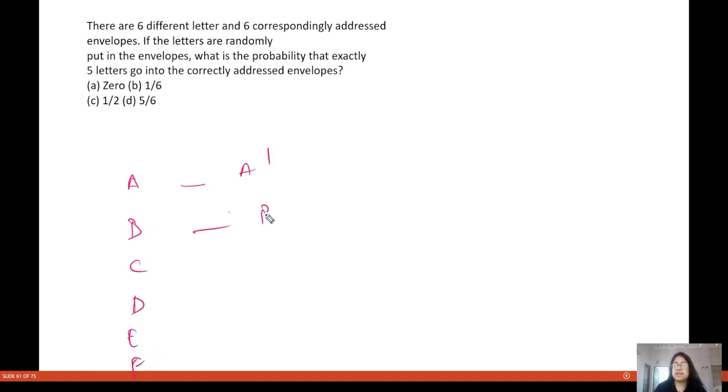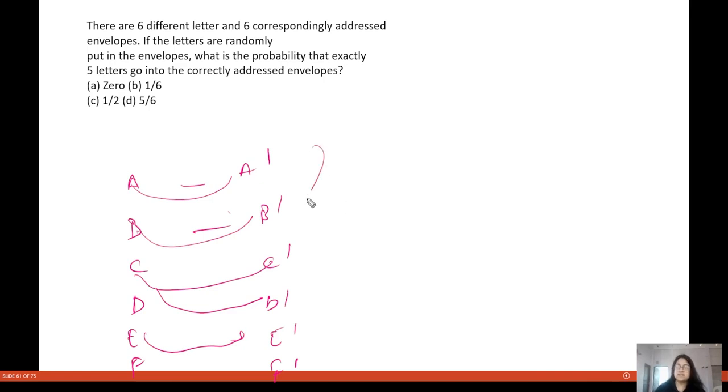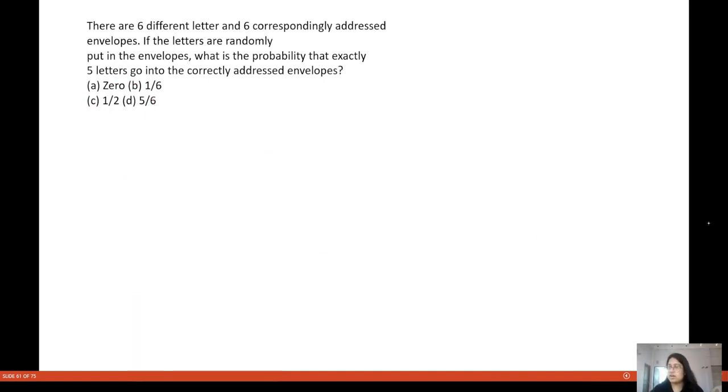And A dash, B dash, C dash, D dash, E dash, and F dash are envelopes. So A goes into A dash, B goes into B dash, C goes into C dash, D goes into D dash, E goes into E dash. This is the condition. So this last one will go where? In its own envelope, nowhere else. So 0. This is how UPSC is trying to trap you.